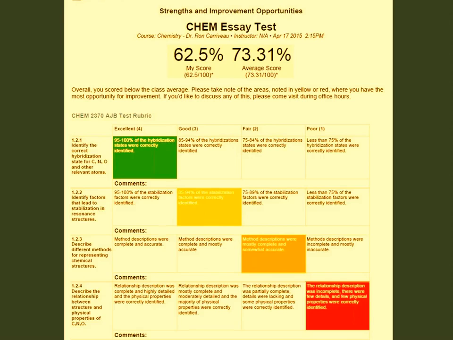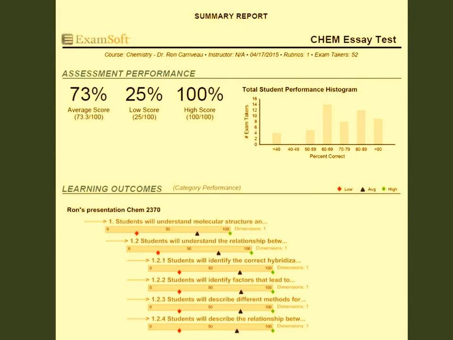And this is the report that optionally you could send to the student. It gives them the feedback, strengths, and improvement against each learning outcome and tells them comparatively how they scored against their colleagues. And the diagram, the indicators on the right we'll talk about more in part 2.